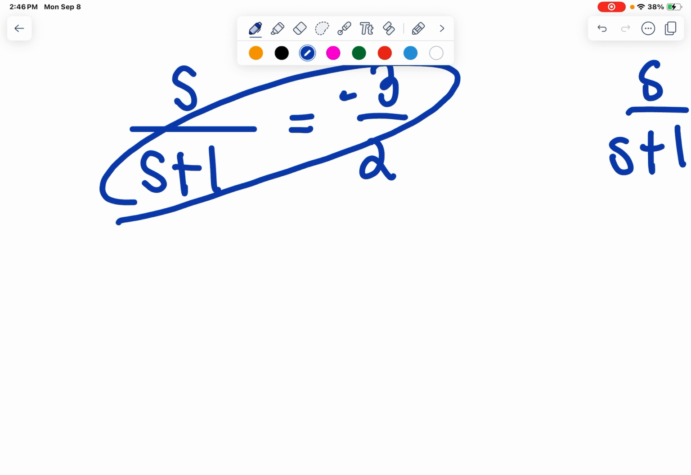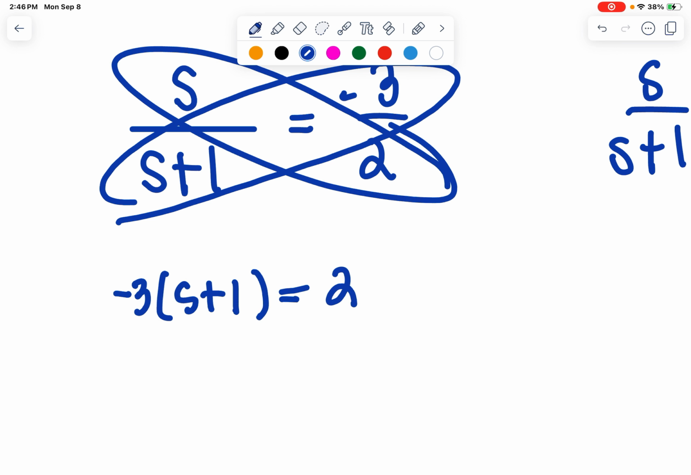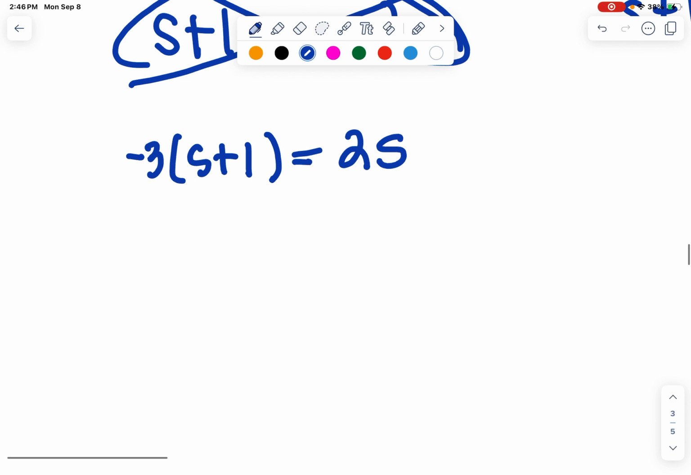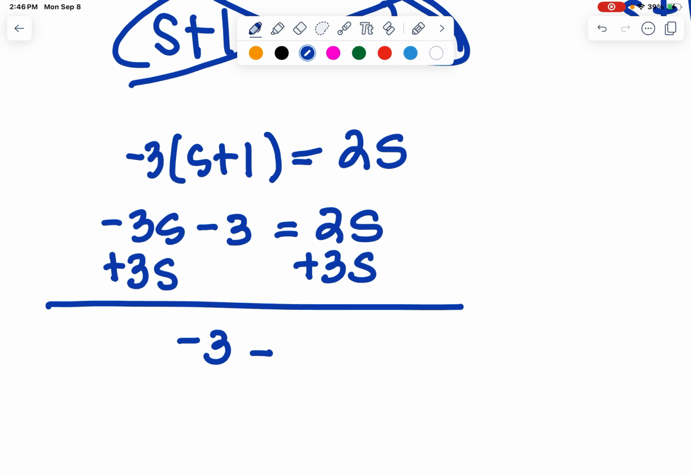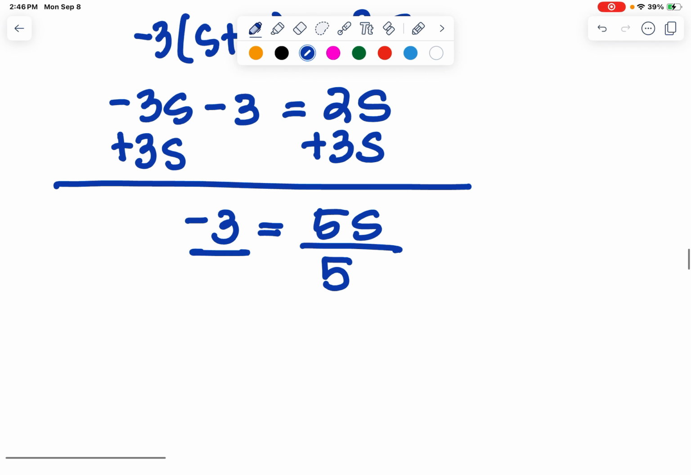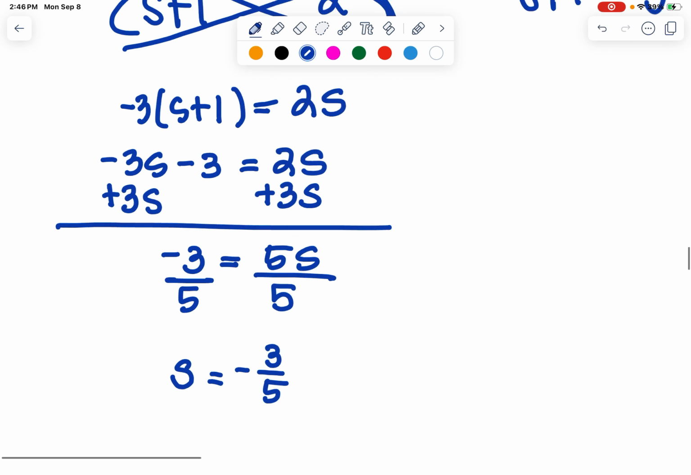I have negative 3 times s plus 1 is equal to 2s. Did I mention that I hate that there's s's in this because they look like 5s? Distribute your negative 3. Negative 3s minus 3 is equal to 2s. I'm going to add 3s to both sides. I got negative 3 is equal to 5s, and then divide both sides by 5. Ooh, a 5s. Isn't that pretty? All right, s is equal to negative 3/5. That's our first answer. And then now we can go ahead and do the second one.